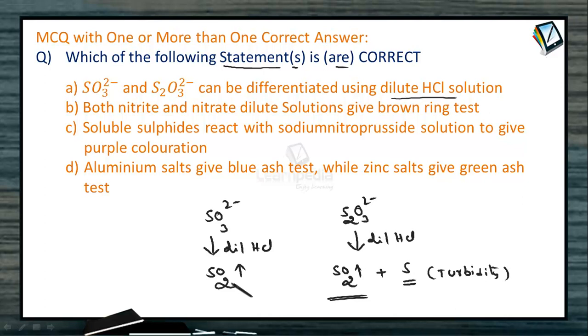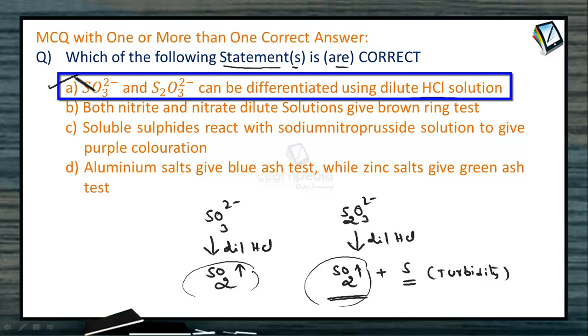So there is a difference. Only sulfur dioxide gas is formed with sulfite, and with thiosulfate, along with the sulfur dioxide, the yellow-white turbidity can be seen at the bottom of the test tube. Therefore, one can be differentiated from the other by using dilute HCl. Hence, option A is correct.